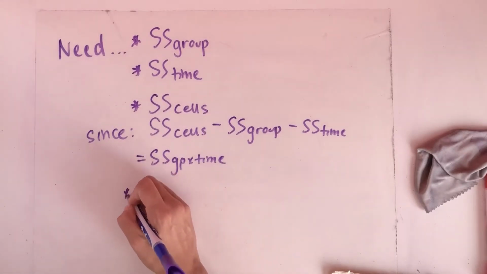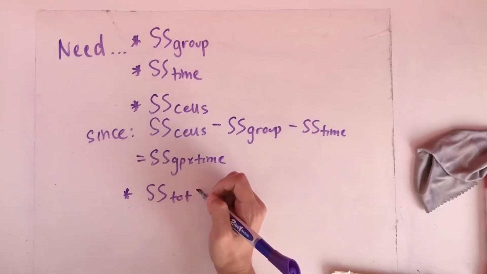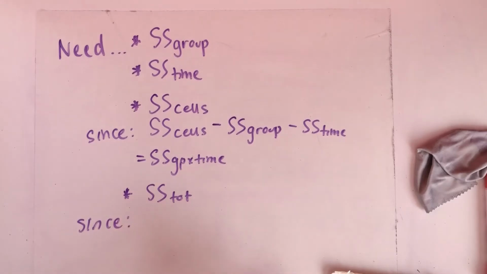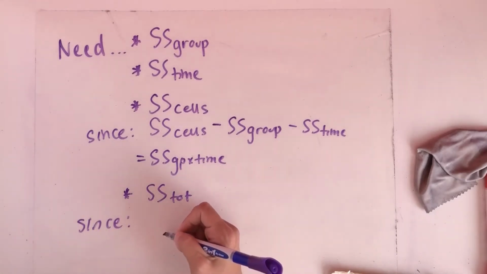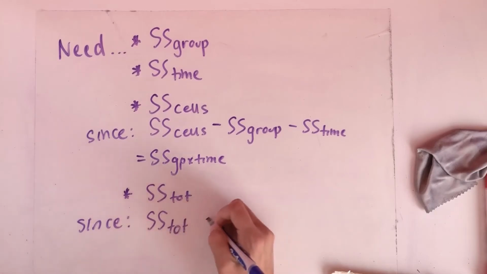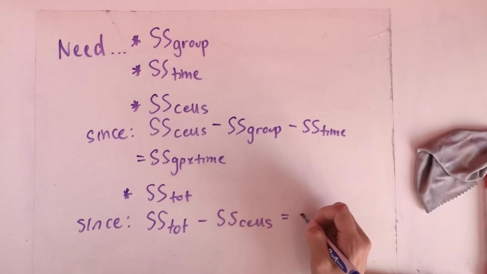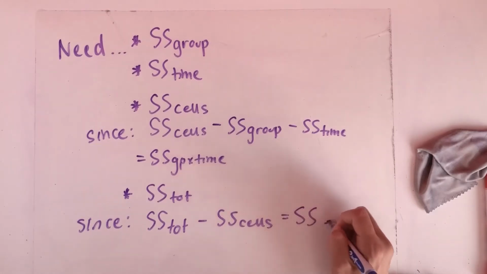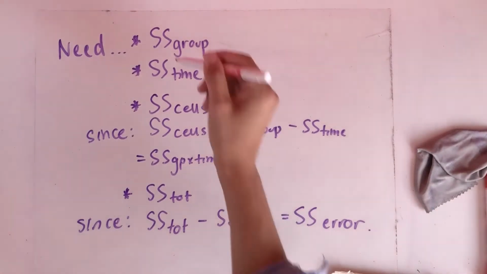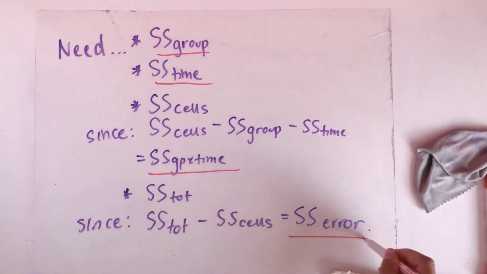And finally, we also need SS total. That's because SS total can be used similarly to SS cells to help us find something that we actually want. SS total minus SS cells is equal to SS error. So we want SS group, SS time, SS group by time, and SS error.